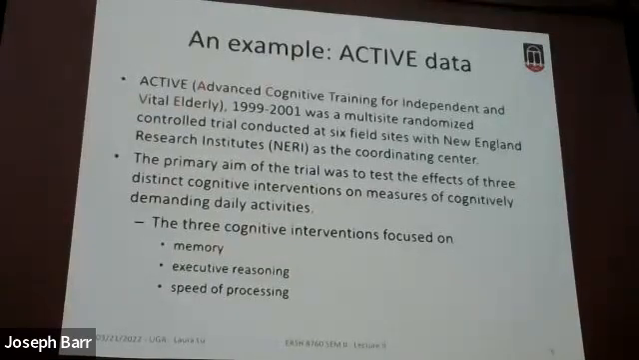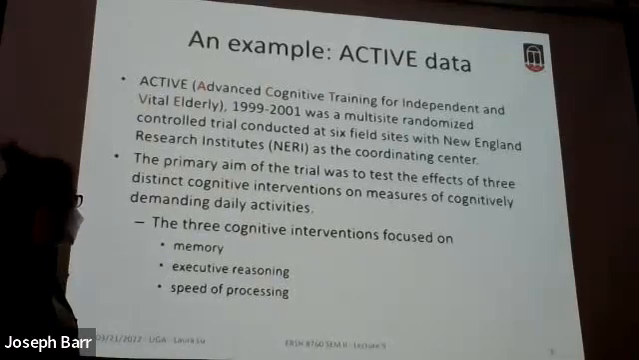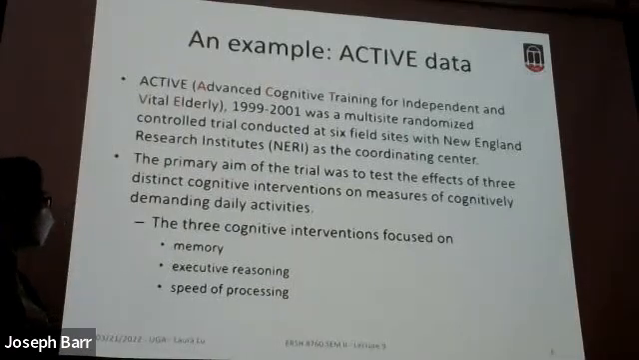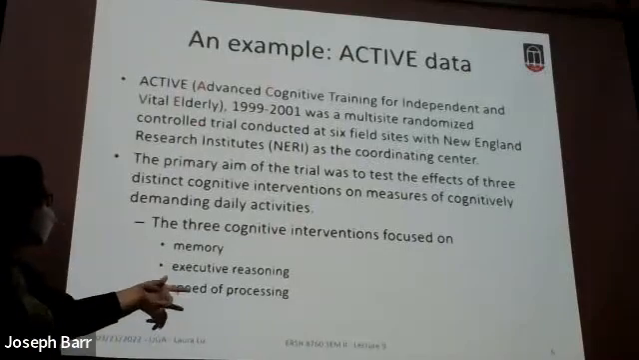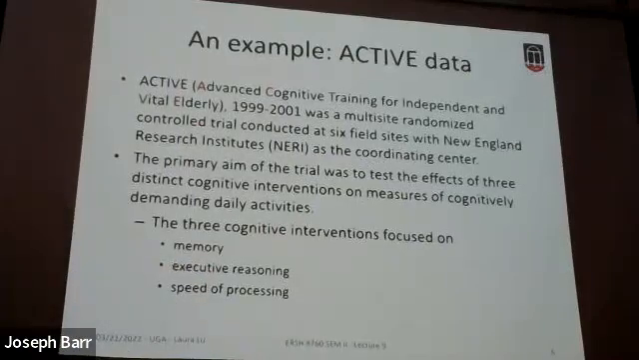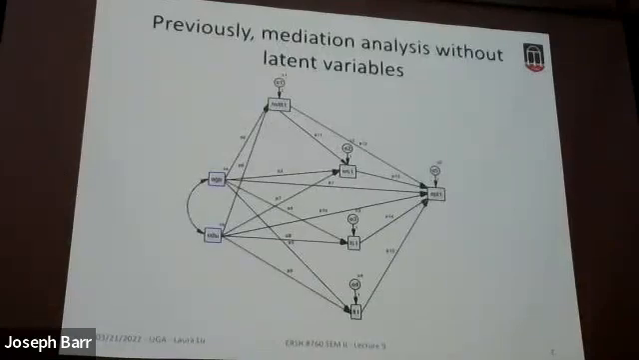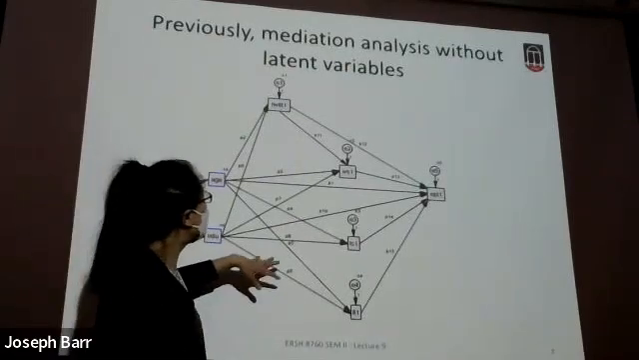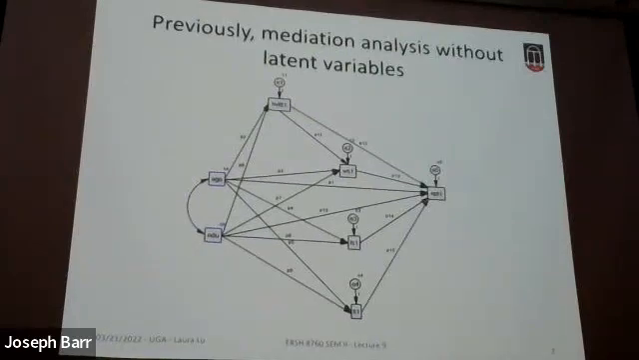Let's look at our data. We use the ACTIVE data, Advanced Cognitive Training for Independent and Vital Elderly, a data set we use a lot. Suppose we have three cognitive abilities: memory ability, reasoning ability, and speed ability, and we have some variables available for the mediation analysis from last semester. So this is one of our models for the data set described before.